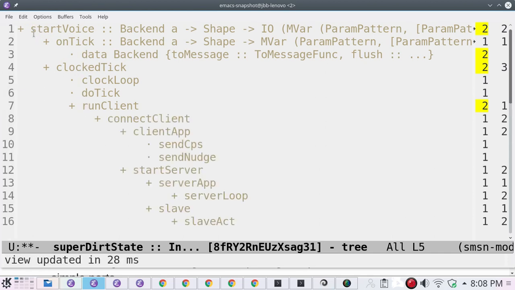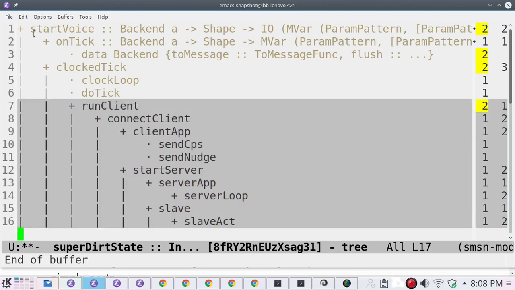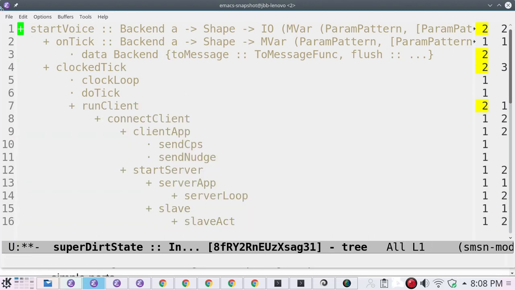If I expand that even further, we see that there's a lot of stuff going on underneath run client. Mostly this looks like a tree, right? Most of these functions are only called by one other function. And we can see that over here. This first column of numbers lists the parents of the items to their left. So start server, for instance, has one parent and two children. Start server's children are server app and slave, and start server's single parent is connect client.